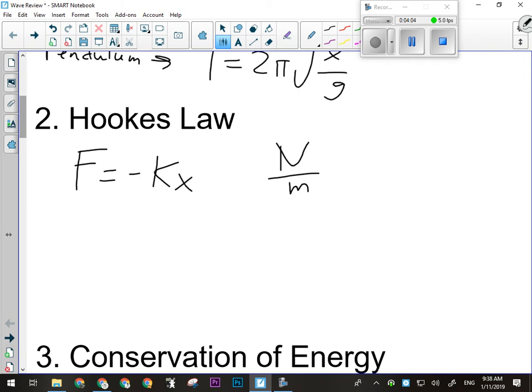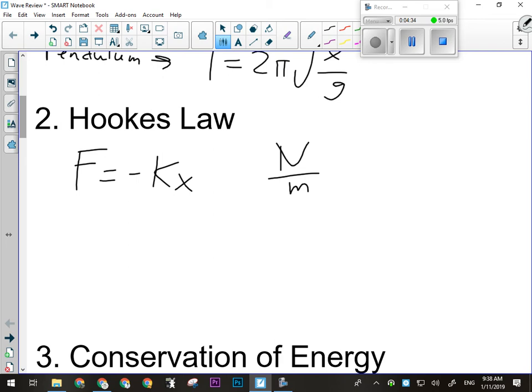Should you expect a Hooke's law problem? Yes, you should expect a Hooke's law problem. How is a Hooke's law problem going to be different from a law of conservation of energy problem? Right, a Hooke's law problem is only about one position. In conservation of energy, you always have to compare position A with position B. But in a Hooke's law question, it's saying at this displacement, what's the force? Or at this displacement, what's the acceleration?